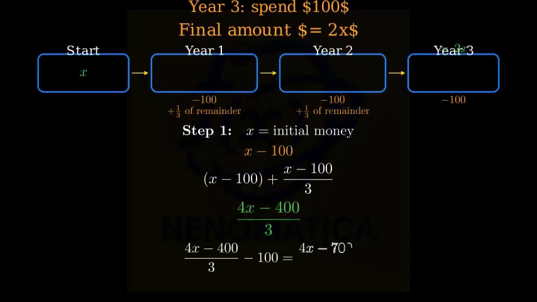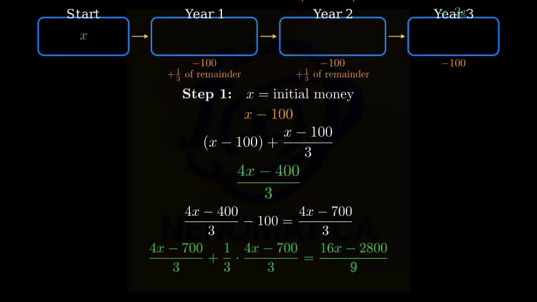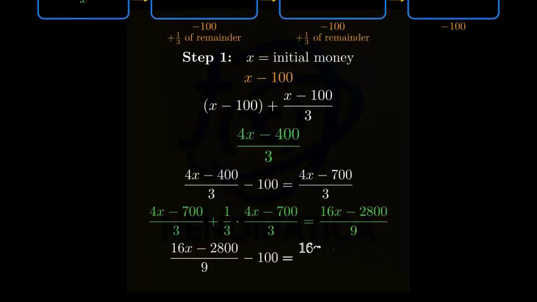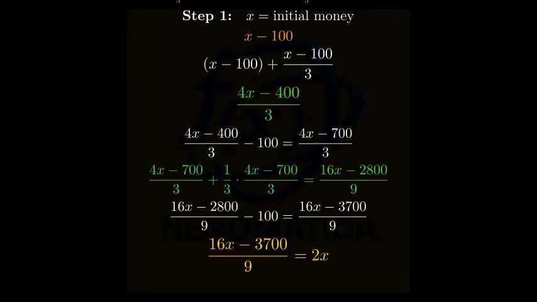Step 3. In year 2, spend 100 again, then add 1/3 of that new remainder. First subtract 100 to get (4x minus 700) over 3. Then add 1/3 of that, yielding (16x minus 2,800) over 9. Step 4. In year 3, spend 100 once more. So the amount becomes (16x minus 3,700) over 9. We are told this final amount equals twice the initial amount. That is 2x. So we set (16x minus 3,700) over 9 equal to 2x.